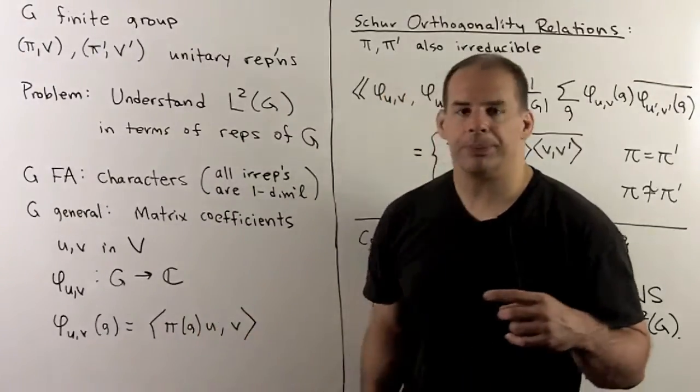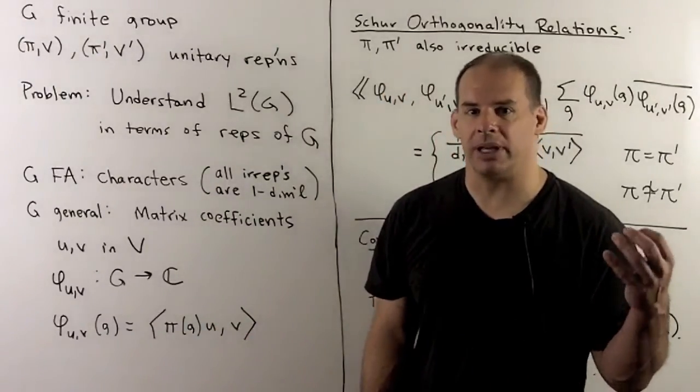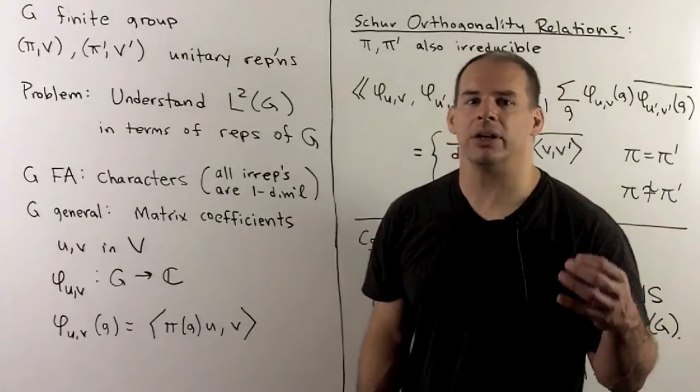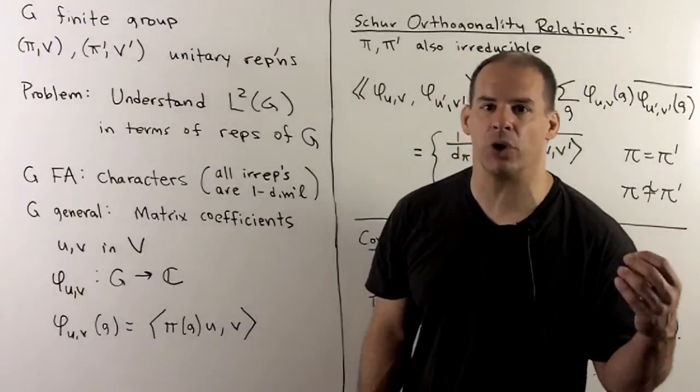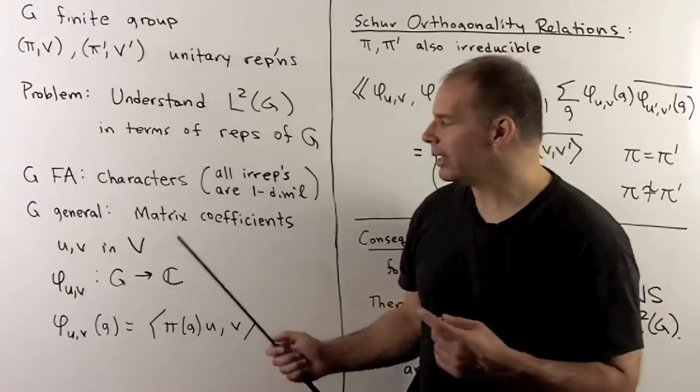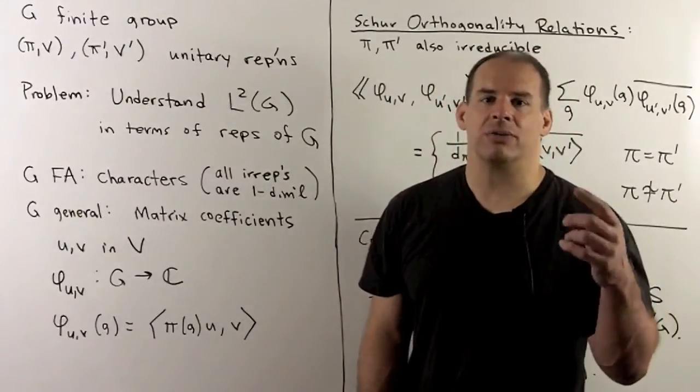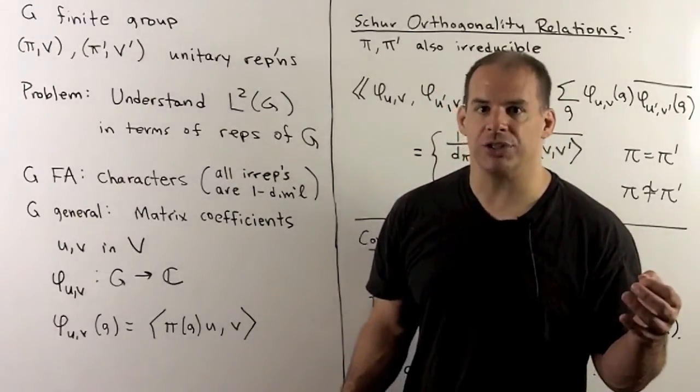For general G, the one-dimensional representations are not going to be enough. So we also need to consider irreducible representations with dimension greater than 1. Now, how do we get functions from these irreducible representations?